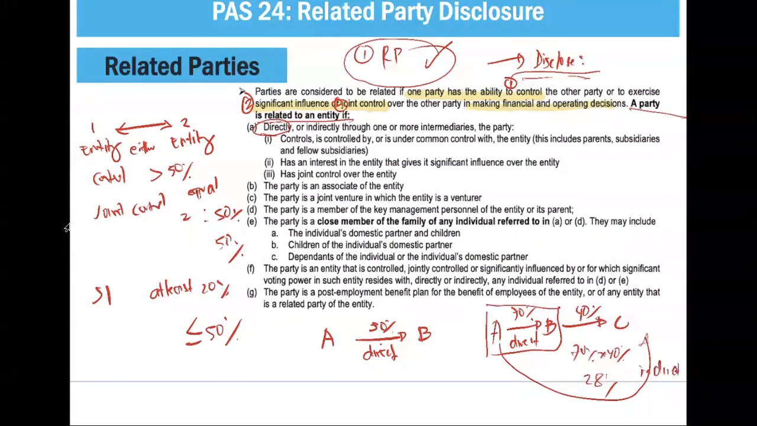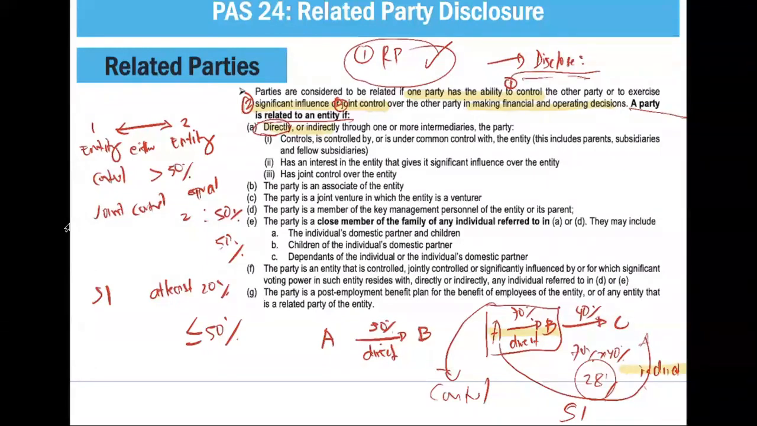But C is still considered a related party. Why? Because the ownership is 28%. This is considered significant influence, while 70% is considered control. You just need to test whether there is control, significant influence, or joint control. So what letter A tells you is that there is still a related party whether it is direct or indirect. Okay, so directly or indirectly.